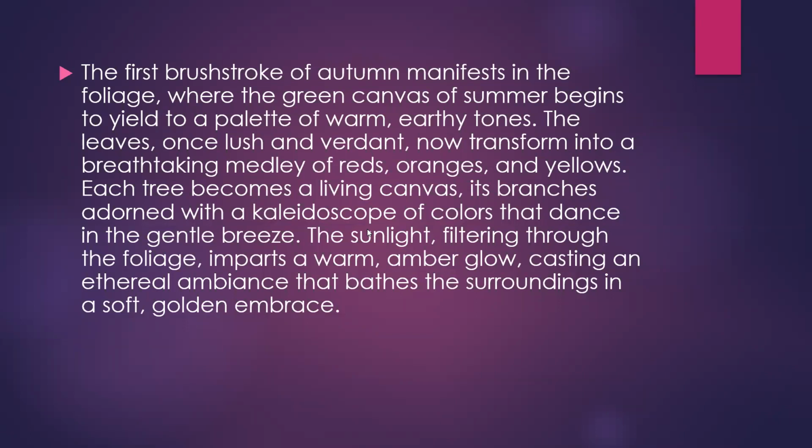The sunlight, filtering through the foliage, imparts a warm amber glow, casting an ethereal ambience that bathes the surrounding in a soft, golden embrace. So when you read that, like you say, it's very descriptive. It talks about the first brush of autumn, the reds, the oranges, the yellows, and how it's adorned with the kaleidoscope. It's a very descriptive piece.